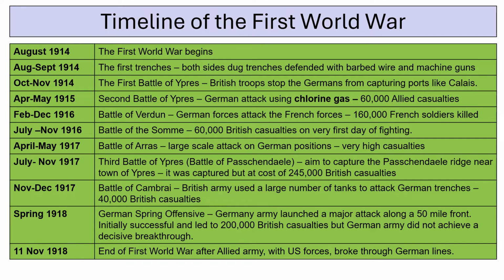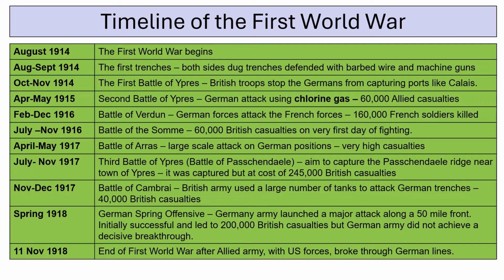October to November 1914, the First Battle of Ypres, British troops stopped the Germans from capturing ports like Calais. In April-May 1915 is the Second Battle of Ypres, German attack using chlorine gas, 60,000 Allied casualties. The Battle of Verdun is February to December 1916. German forces attack French forces, 160,000 French soldiers killed. The Battle of the Somme takes place July to November 1916. There's 60,000 British casualties on the very first day of fighting, including 20,000 killed.